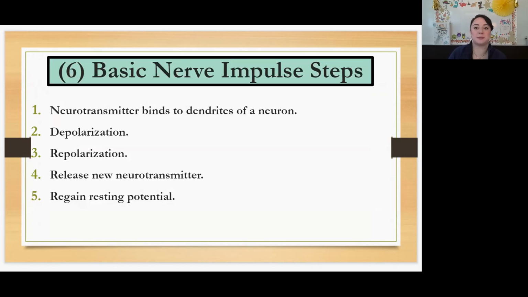After the neurotransmitter binds to the dendrites, we have depolarization and repolarization. The neuron releases new neurotransmitters, and then the neuron has to do something called regaining resting potential.